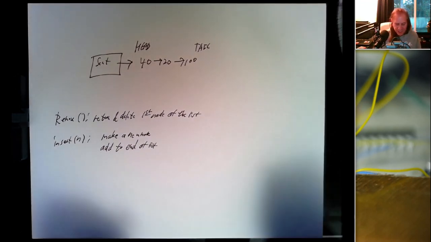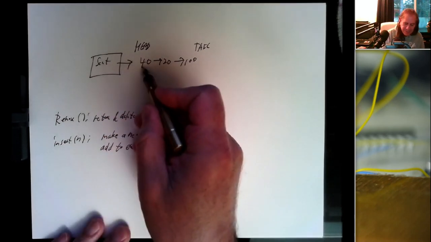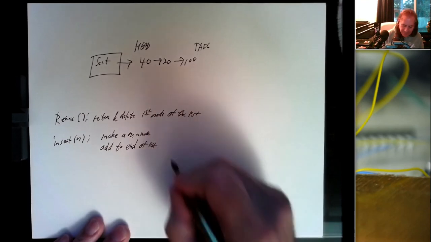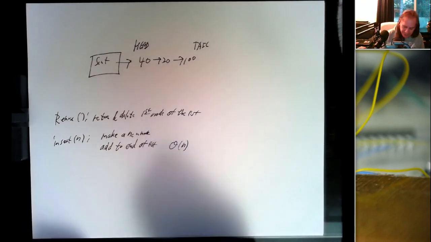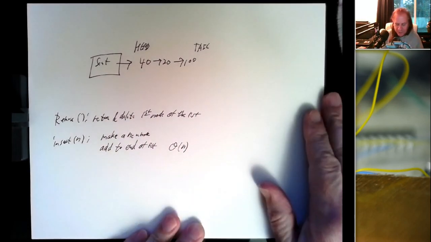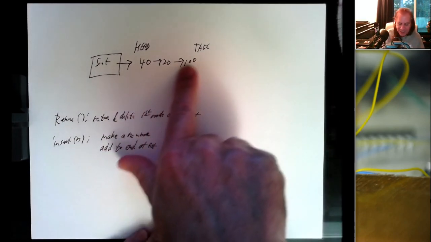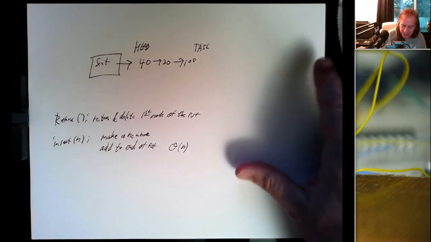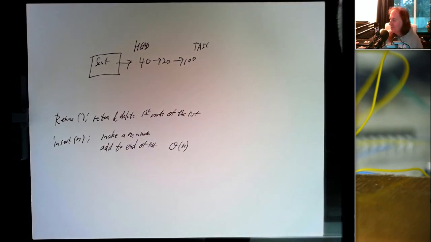But how do we get to the end of the list? If we start at the sentinel and we just follow from node to node to node, that will get us to the end of the list. But that's an order n operation. If we had a million things in our queue, we would have to do a million iterations of our loop until we got to that last node. And then we could make that last node point to our new node. And order n is inefficient.